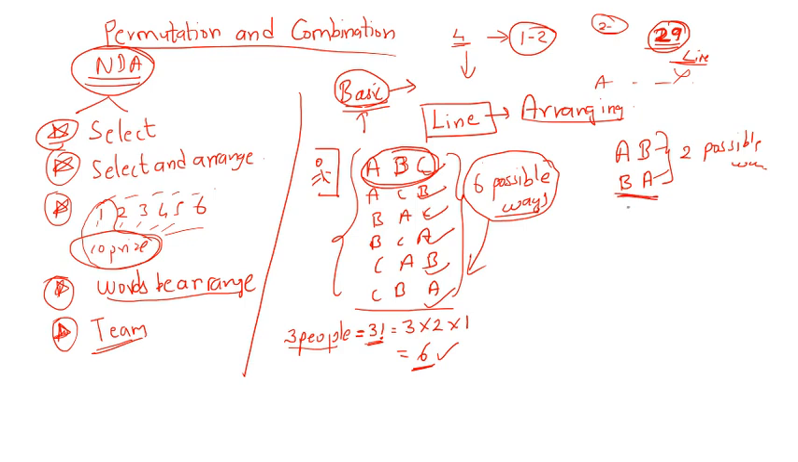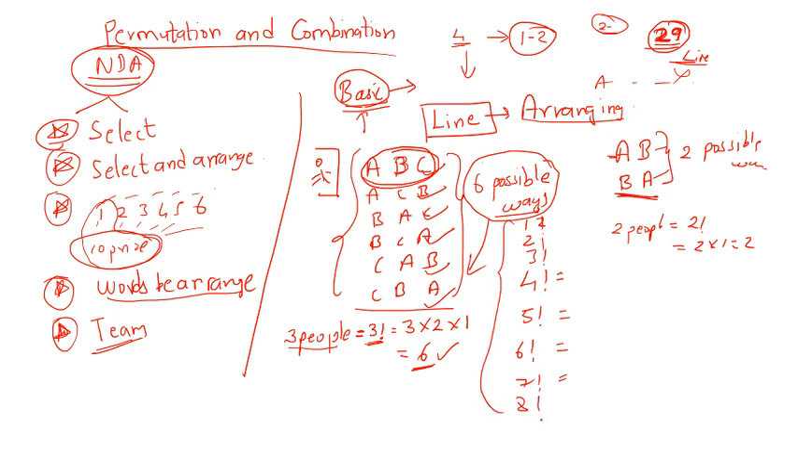Now let us check for this. How many people are there here? Two people. So what is the answer? 2 factorial, that is 2 into 1, the answer is 2. Now if I ask you 4 factorial, 5 factorial, 6 factorial, 7 factorial, in your NDA examination most of the time they will ask you up to 7 factorial, and you can go up to 8 factorial. Up to 8 factorial, you have to learn all these values by heart thoroughly. If you have these values by heart, it will be very, very easy.